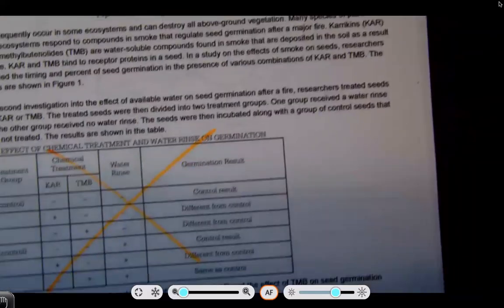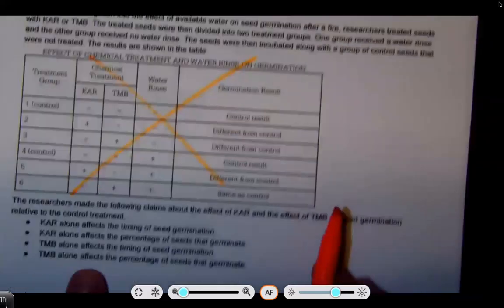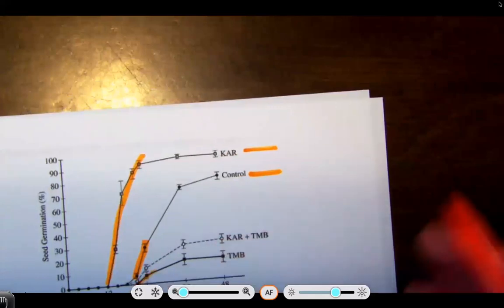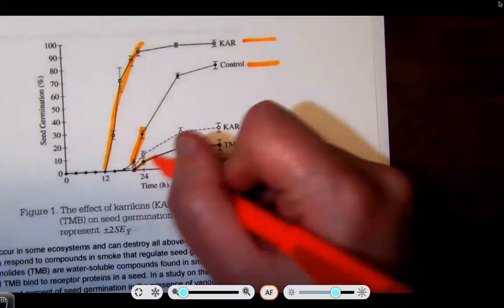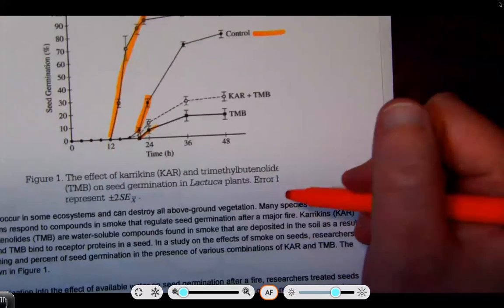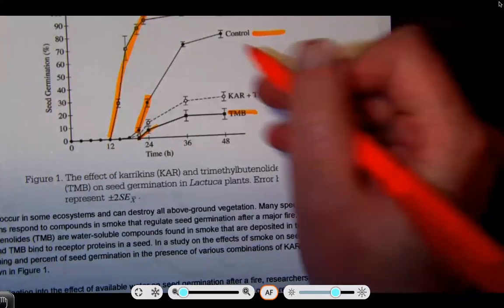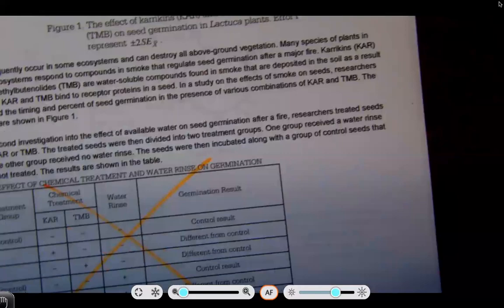The third claim says TMB alone affects timing of seed germination. Well, it does. TMB causes it to be a little bit later or slower, just a little bit. And then for lower percentage of seed germination, well, yeah, TMB is way down here compared to our control group. We're just comparing. So in this case, you would have 4 sentences, one for each claim, each worth a point.